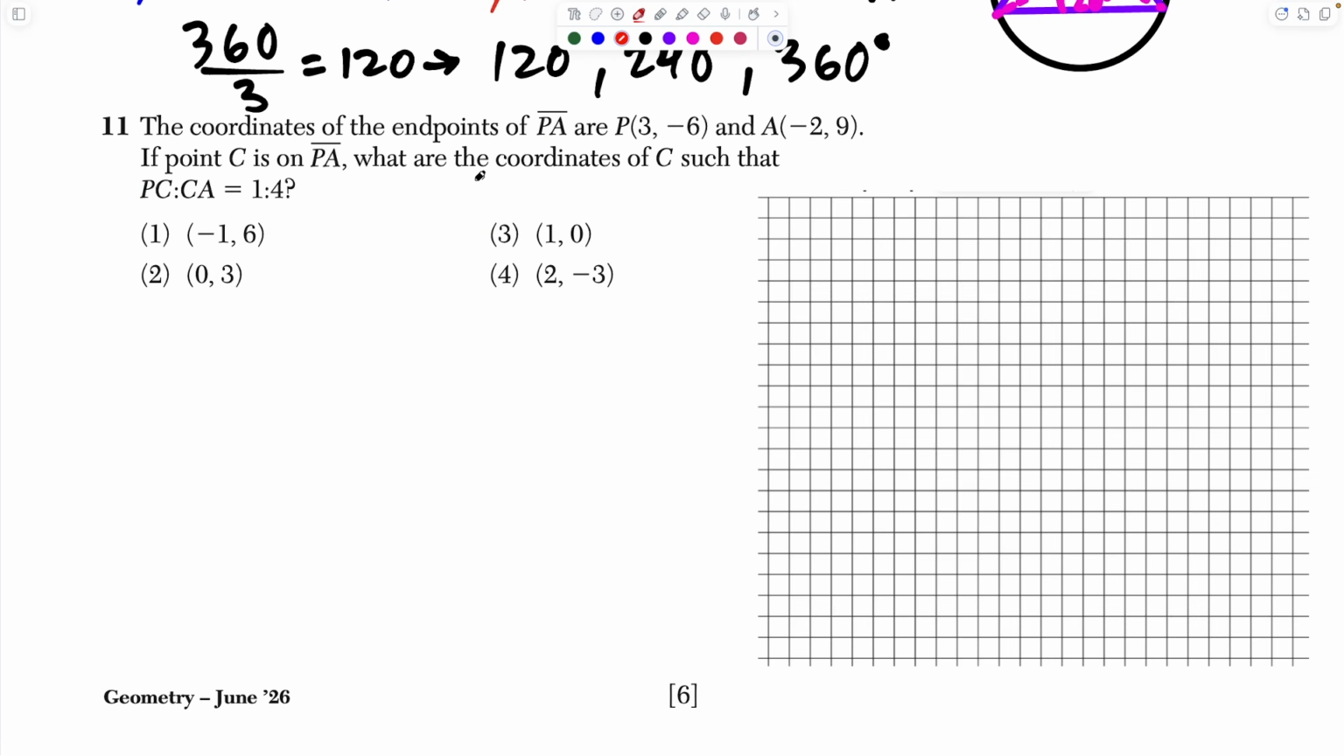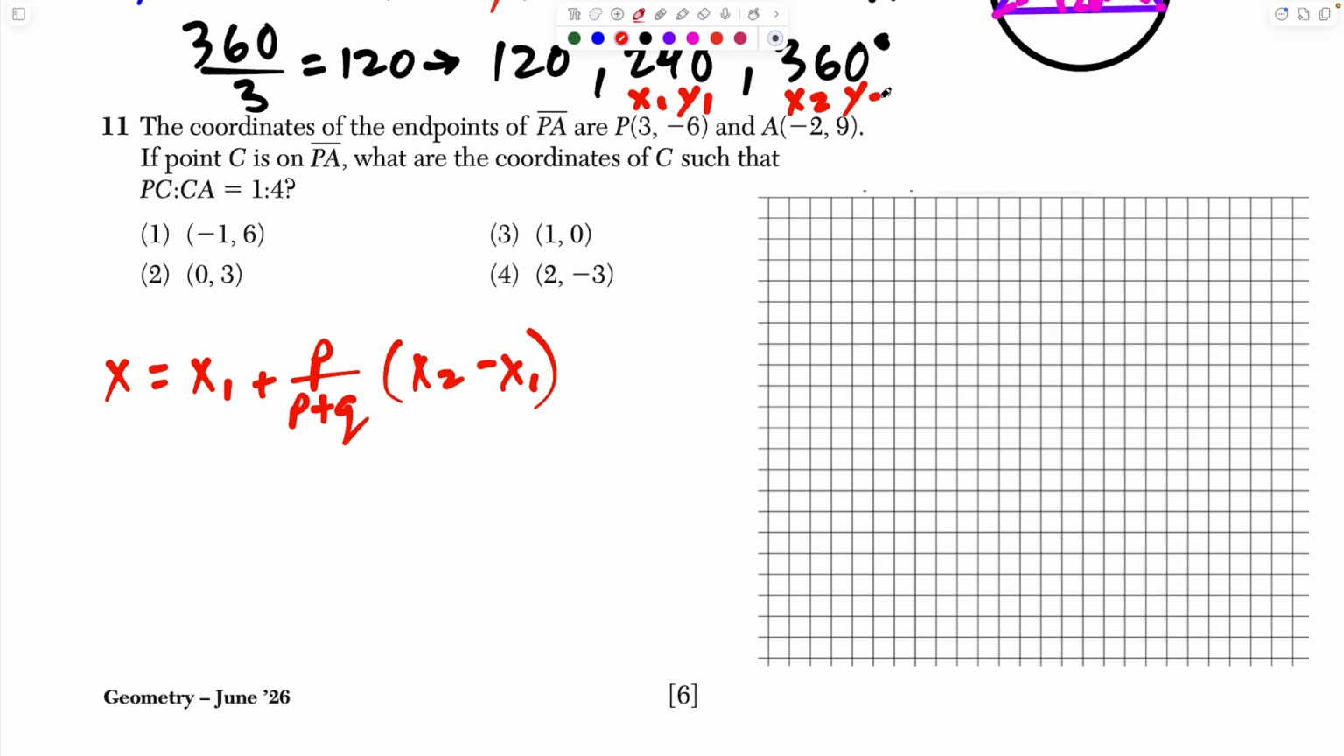Question 11, the coordinates of the endpoints of PA are P (3, -6) and A (-2, 9). If point C is on PA, what are the coordinates of C such that the ratio of PC to CA equals 1 to 4? So for this question, you could just memorize this formula here. Let's say x equals x1 plus p over p plus q times (x2 minus x1). Now, I'll explain what all of these terms mean here. (x1, y1) refers to the first point that you're given here. So we have (x1, y1), and then we have (x2, y2).